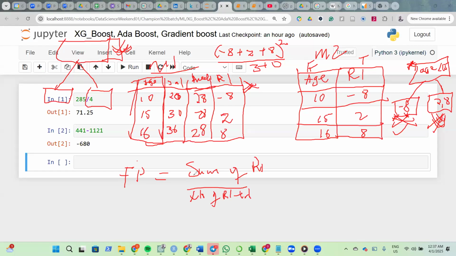Is that okay? So no square. Yes, there's no square. This time around, there's no square, because the first one had a square. You remember the one where we were calculating the similarity score? There was a square there. This one has no square.